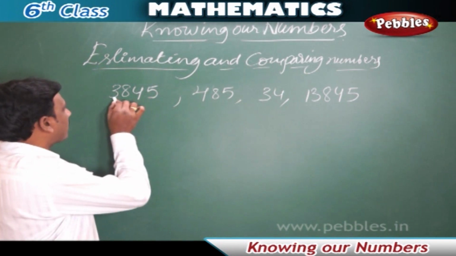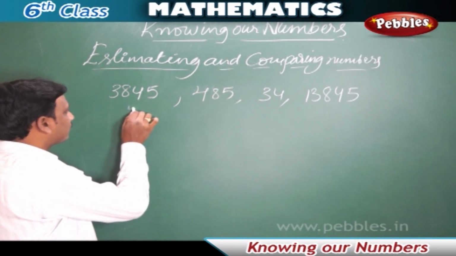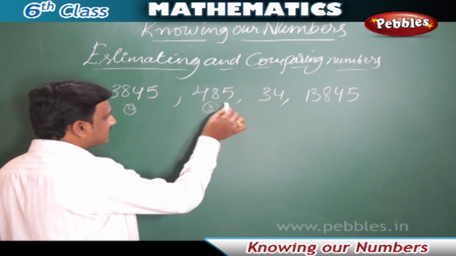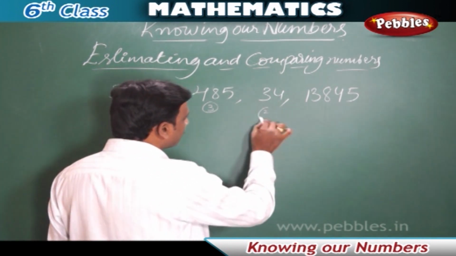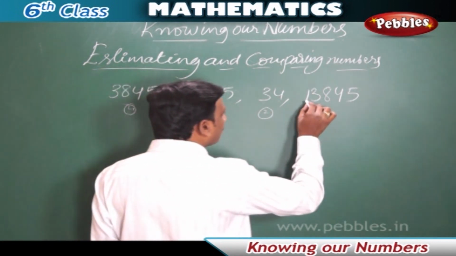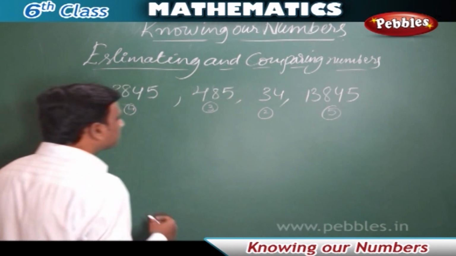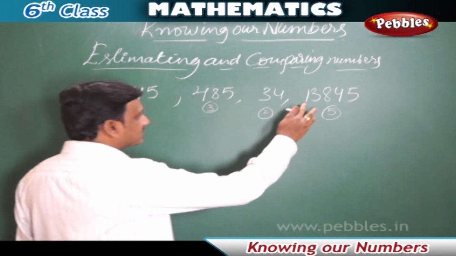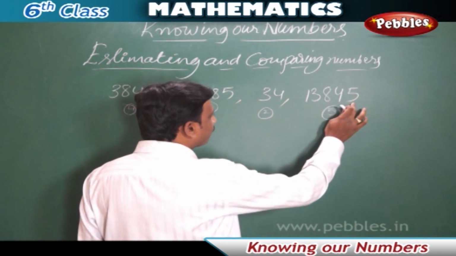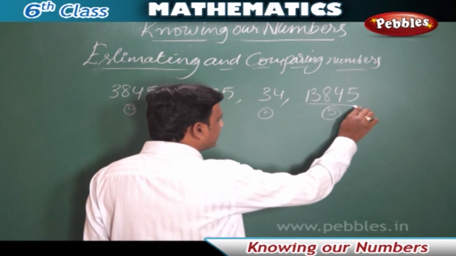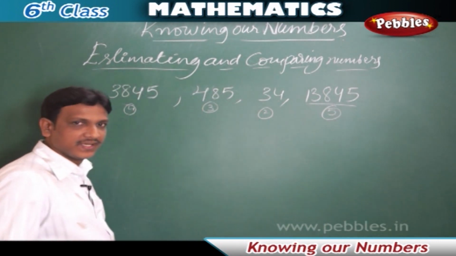See this number: 1, 2, 3, 4. It has got 4 digits. And 1, 2, 3. It has got 3 digits. And 1, 2. This number has got 2 digits. And 1, 2, 3, 4, 5 digits. So among these numbers, this 13,845 is having 5 digits in it.